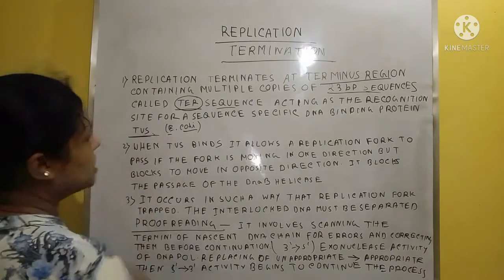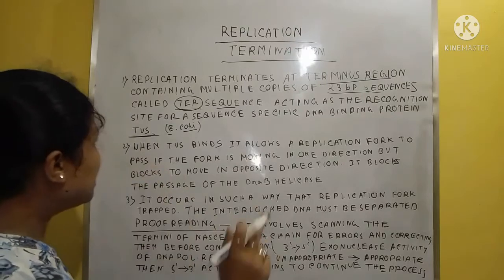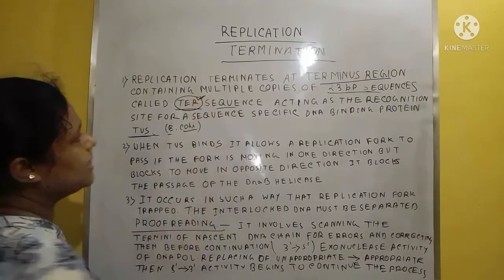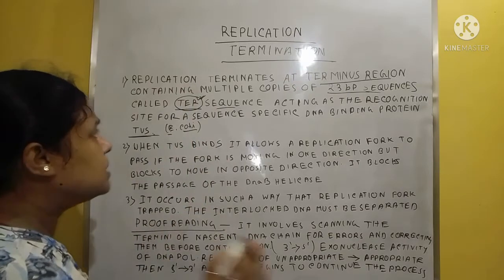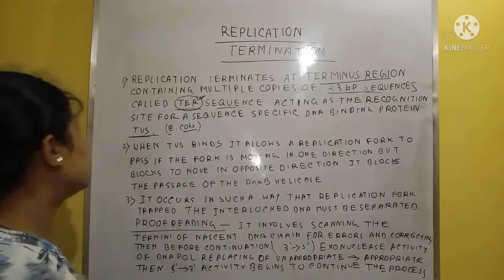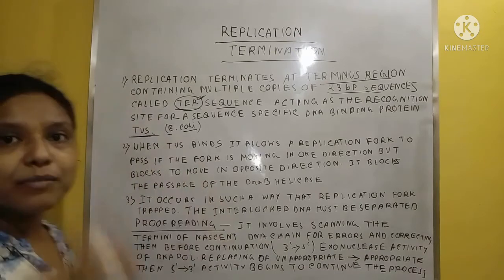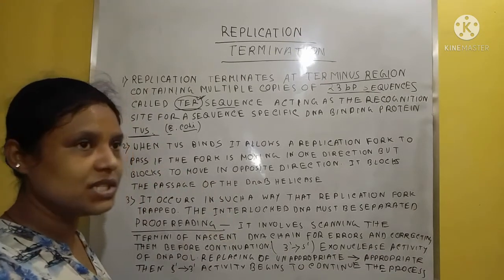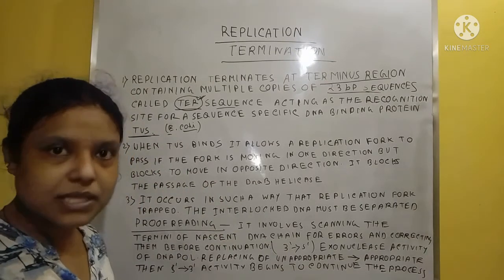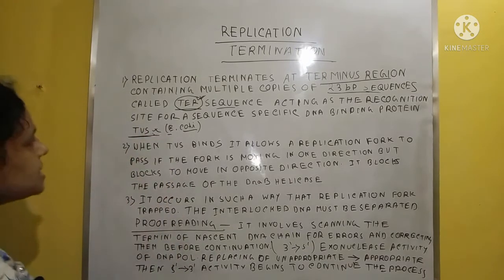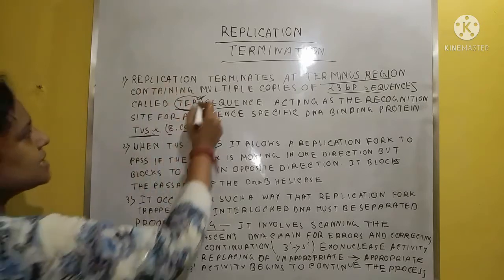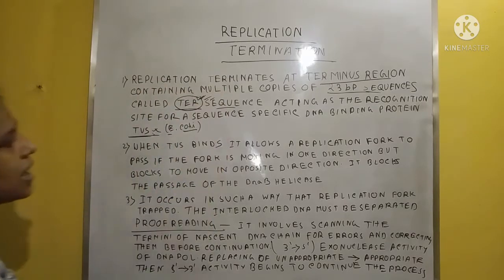This TAS protein recognizes particularly this TAR sequence here and binds here. Other sequences are not important for the TAS protein. Only the terminus region, where there are the TAR sequences, is recognized by the TAS protein. And this TAS protein actually binds this TAR region or TAR sequences.